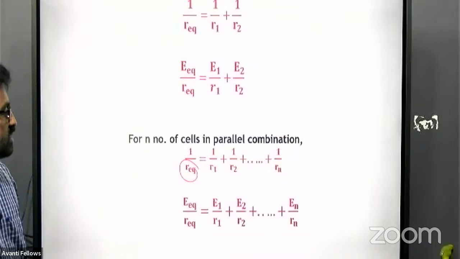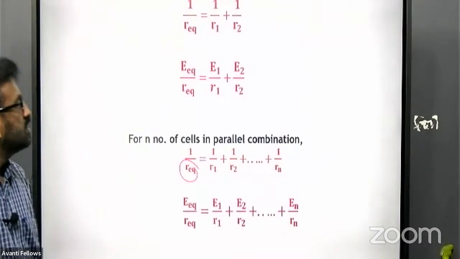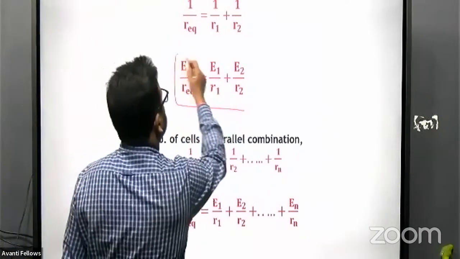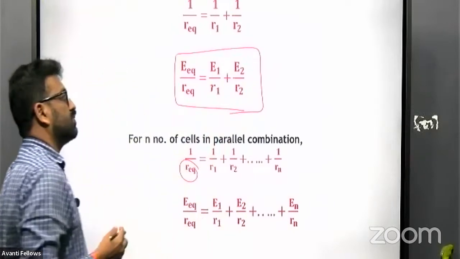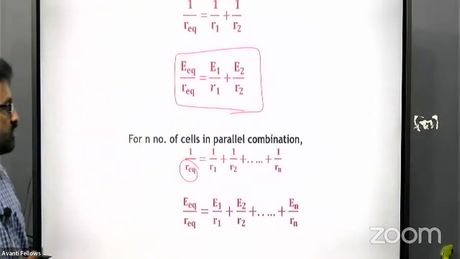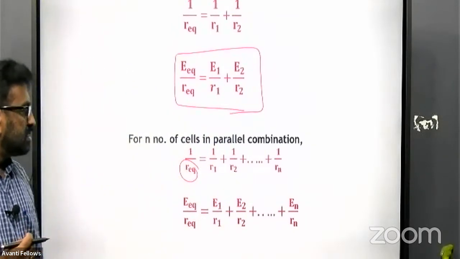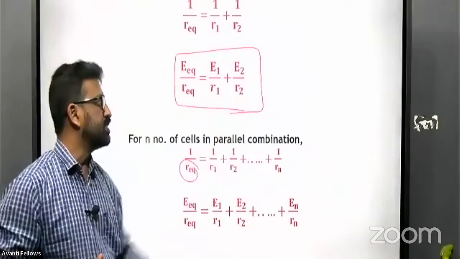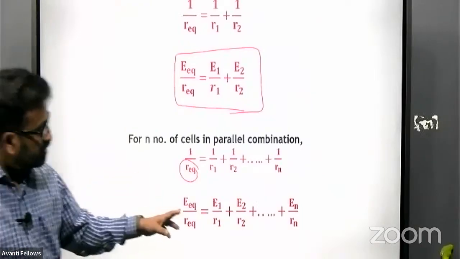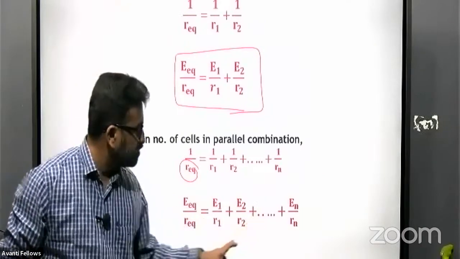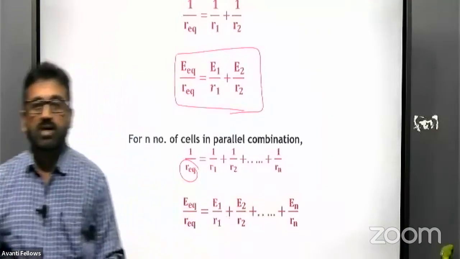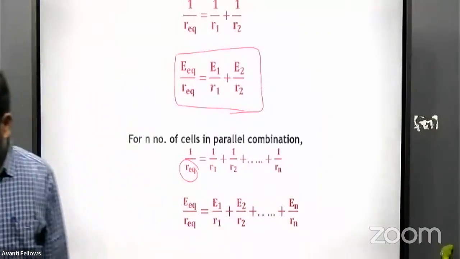And E equivalent by R equivalent: the general equation is E1 by R1 plus E2 by R2, like that it goes. If there are n cells, there will be n terms. If 2 cells are there, 2 terms are there. So if there are n number of cells, there will be n terms like this: E1 by R1 plus E2 by R2, like that, En divided by Rn.